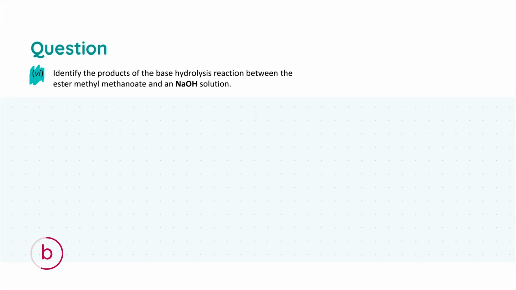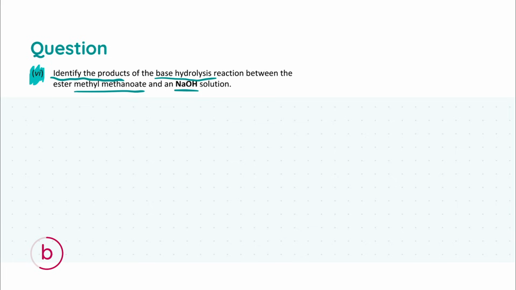Now moving on to part 6, here we're asked to identify the products of the base hydrolysis reaction between the ester methyl methanoate and NaOH solution. So a bit of a mouthful of a question and a lot of big words in there, to be honest. But in reality, what's happening is we're taking an ester here and we're putting it through the process of base hydrolysis. And what that means is we're mixing it with, in this instance, NaOH.